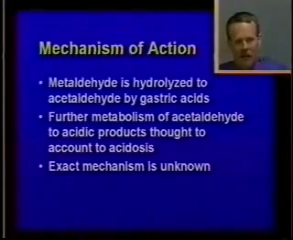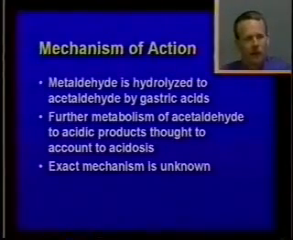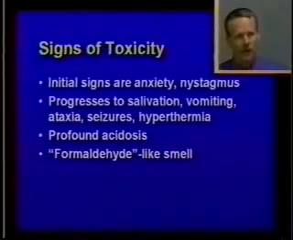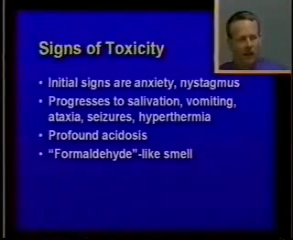Metaldehyde acts by being hydrolyzed to acetaldehyde in the stomach. Acetaldehyde is then further metabolized to acidic byproducts that account for the severe acidosis that's seen with metaldehyde ingestion. The exact mechanism of toxicity is unknown, but results in symptoms of anxiety and rapid eye movement or nystagmus initially, and this progresses to salivation and vomiting, and then to ataxia and seizures.